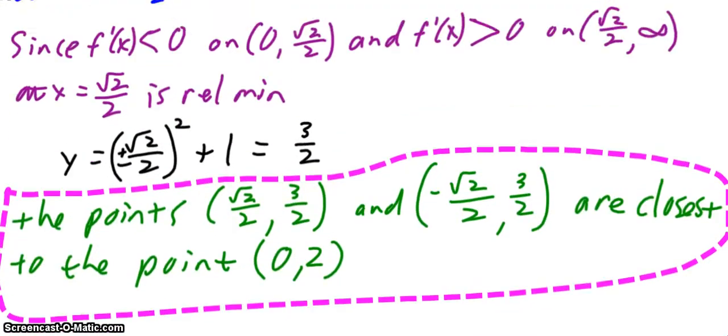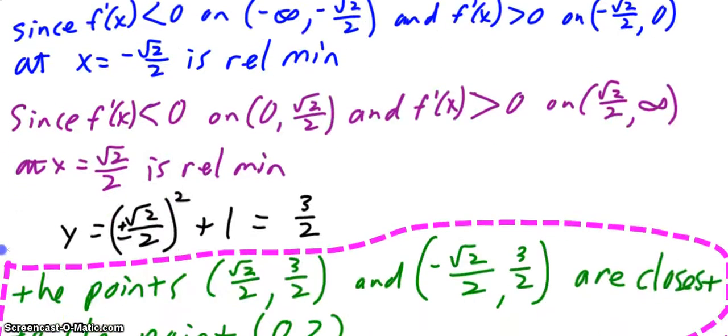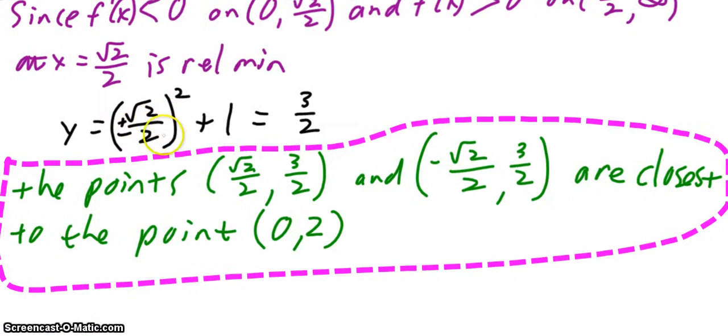Now remember that the question asked me for what are the points on the graph. So I know the x values, but now I have to find the y values, and the y values are the same. If I plug in root 2 over 2 or negative root 2 over 2 into the original function, either way I get 3/2. So then I answer my question in the context of the problem. Excellent.